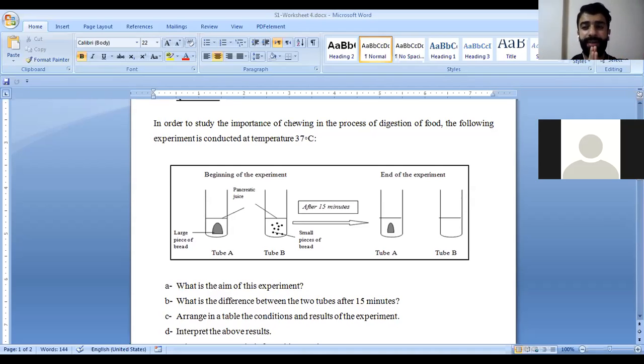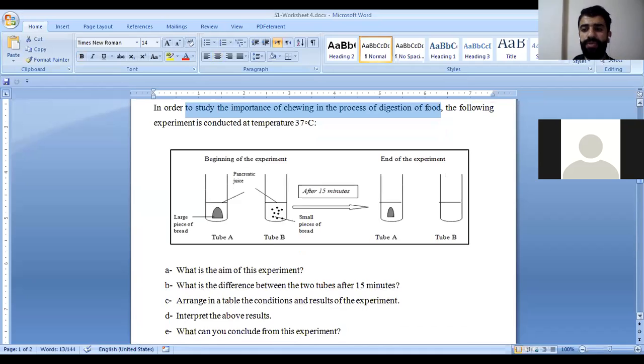The aim of the experiment is to know the importance of chewing in digestion. Okay? So you have to give it from the text: in order to study the importance of chewing in the process of digestion of food. So this is the aim. Okay, thank you, Leia. This is the aim of this experiment.